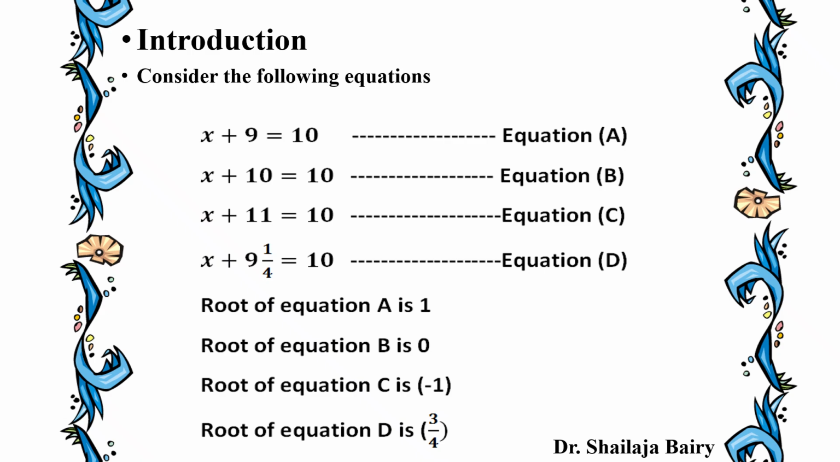The equation C has its root -1. Now, we pick the solution from the set of integers. The last equation has no solution in the group of integers. We need fractions here. x equal to 3/4 makes it true. Thus, we realize the need for a larger group of numbers, and we here introduce the rational number set.